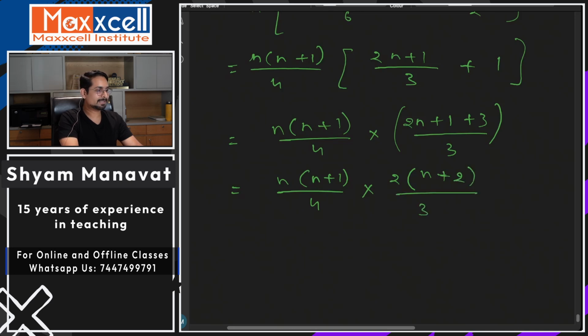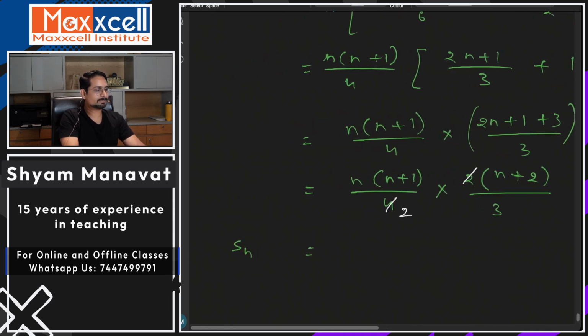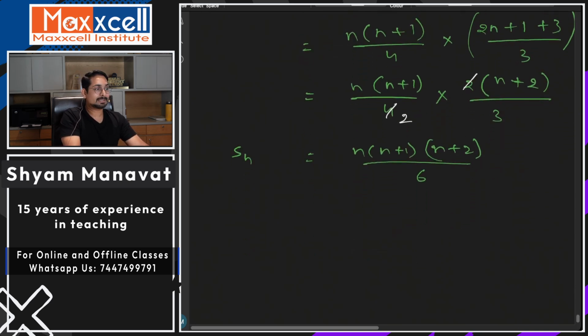Now, can we cancel this? What do you get now? Sn, the sum of the given series, is equal to n plus 1, n plus 2 by 3. Okay, sorry, not by 3, 2 3 are 6. That is the sum of the series, the same series: 1 plus 3 plus 6 plus 10 plus so on, for n terms.